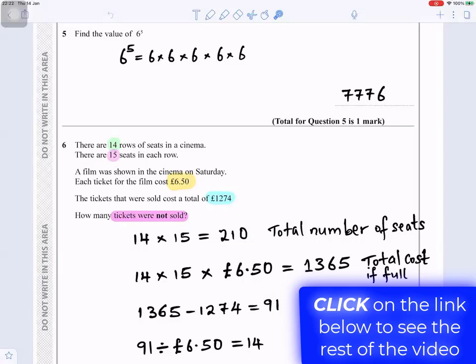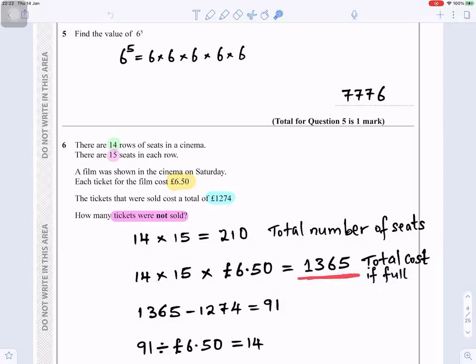Now we want to find the total amount or cost if the cinema is full. So we multiply the total number of seats, which we get from 14 times 15, times £6.50 for each seat. So that would give us £1,365 for the total cost if the cinema is full.